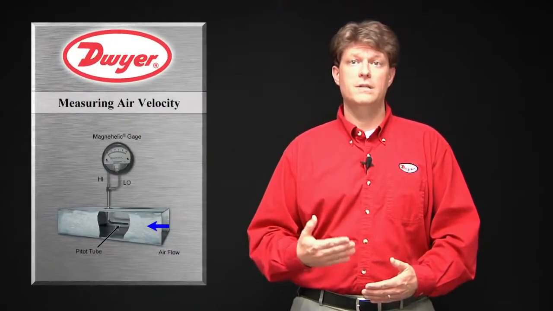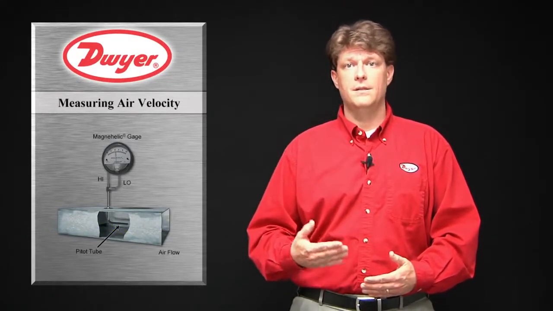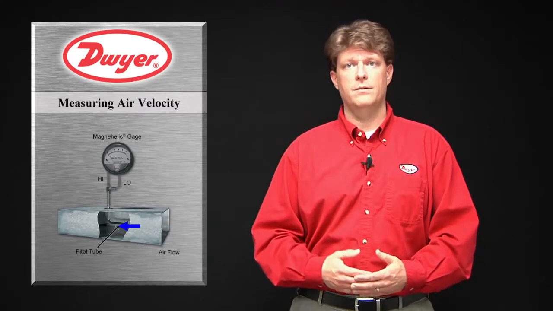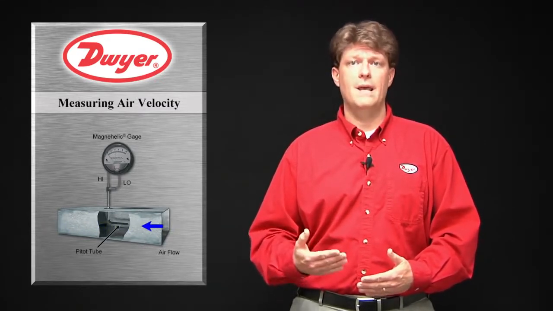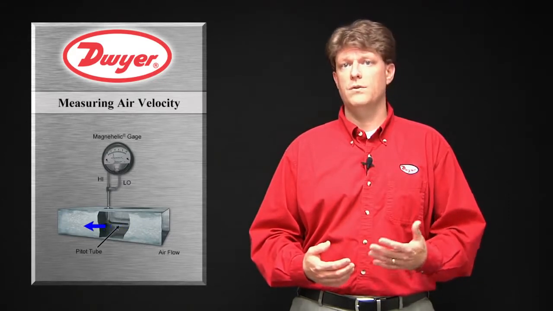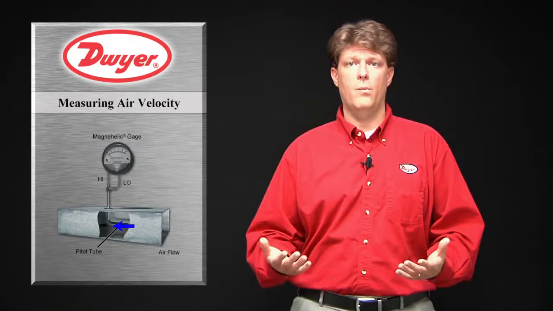The pressure connections of the pitot tube are then connected to a differential pressure instrument, such as a manometer or a Magnehelic gauge. The pressure reading shown by the instrument is the velocity or dynamic pressure, which is the difference of the total pressure on the high pressure port and the static pressure on the low pressure port.